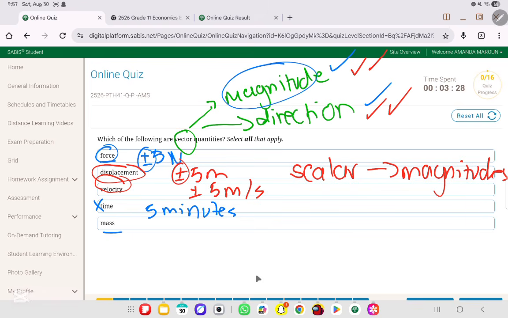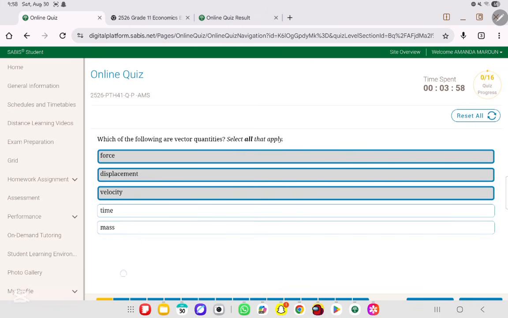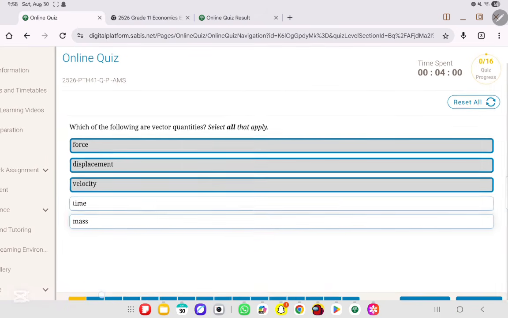Same thing with mass. For example, let's say any random mass. For example, my copybook weighs 2 kg, a very heavy copybook. 2 kg. I cannot say that it weighs plus 2 kg. I cannot say that it weighs minus 2 kg. Have you ever witnessed something that has a negative mass? No, because it does not have a direction. That means mass is not a vector quantity. So the only vector quantities in this question are force, displacement, and velocity. Now, let's move on to the second question.